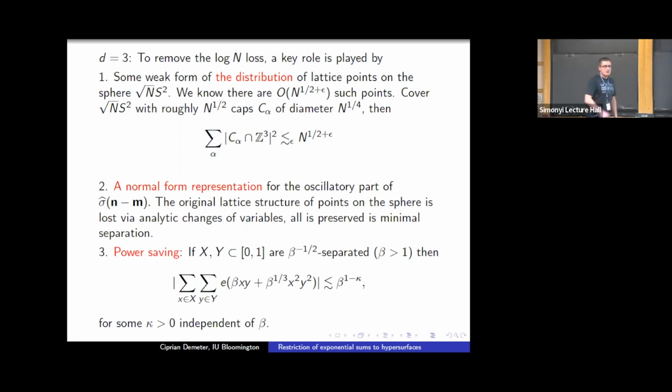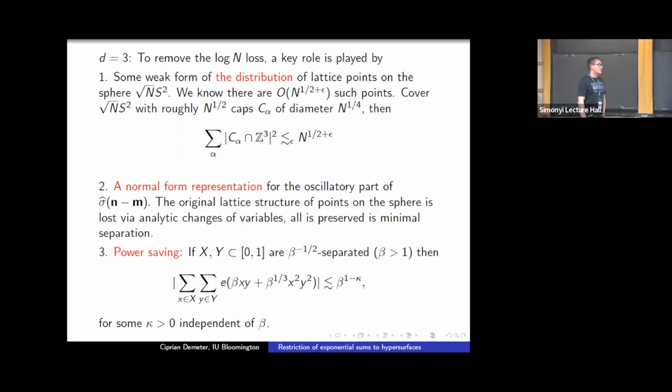Well, on average, things are fine. Then there is a normal form representation for the oscillatory part. This amounts to applying an analytic change of variables to the sphere. And this completely ruins the nice lattice structure of the lattice points on the sphere. You think that you lose all the information by applying this transformation.